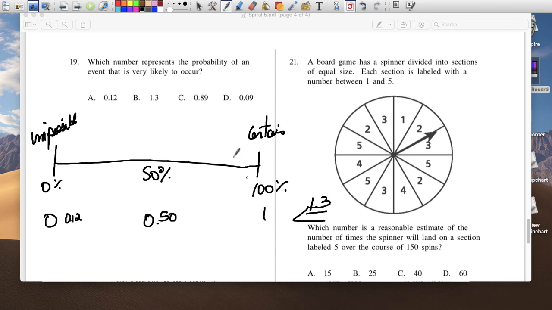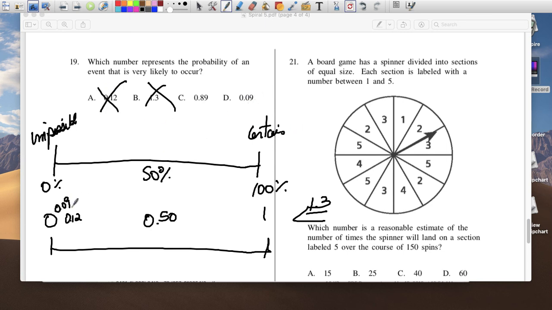1.3 would be over here, and that's gone, right? Because it can't pass 1. It's anywhere between 0 and 1. It's never going to be outside that. 0.12 is gone because it's not very likely to occur. 0.09, it's even worse. It's over here. That's also not likely. And 0.89, it's 89%. So this one is the one we're looking for.